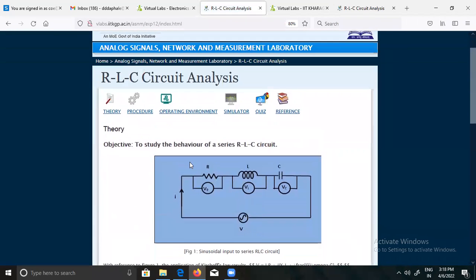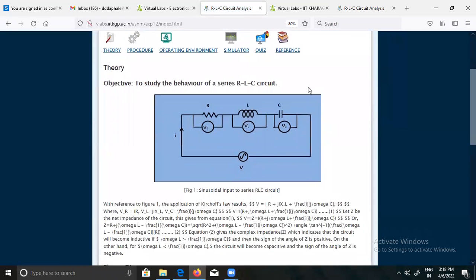Now see what we have to study. That is nothing but the series RLC circuit. Why is it called the series RLC circuit? You can see here the diagram related to this particular series RLC circuit. The resistance, inductance and capacitor, all these three components are connected in series. That's why this circuit is called the series RLC circuit. You can see here resistance, here inductance, and here the capacitance.